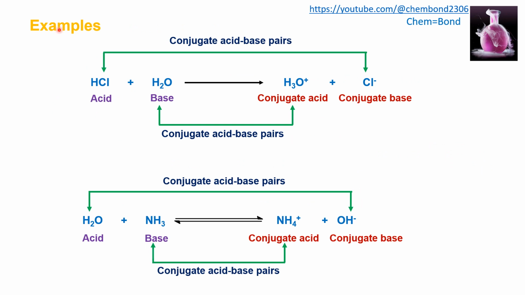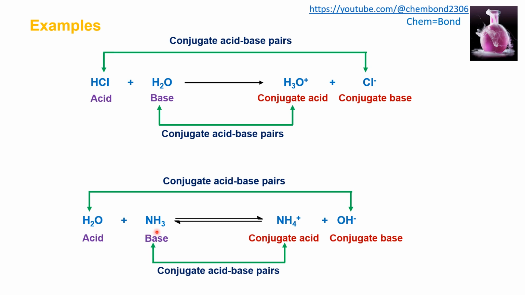Here are some examples of conjugate acid base pairs. HCl will produce the chloride anion. Hydrochloric acid is an acid, and the conjugate base is the chloride anion. So these two are acting as a conjugate acid base pair. Similarly, the base H2O, water, will gain a proton and it will produce the hydronium ion. So it is a conjugate acid. These both are considered as a conjugate acid base pair.